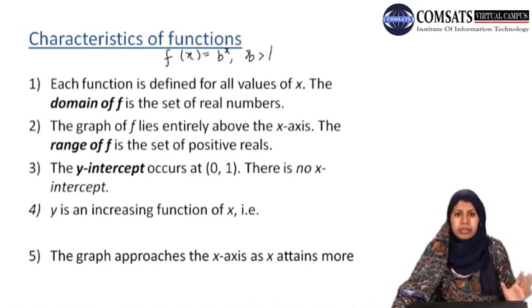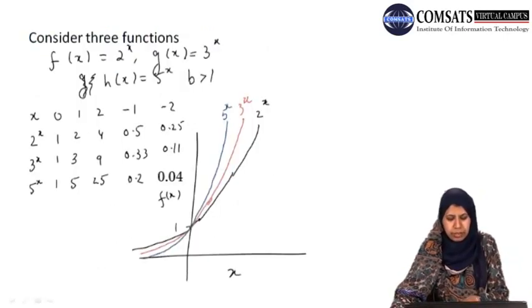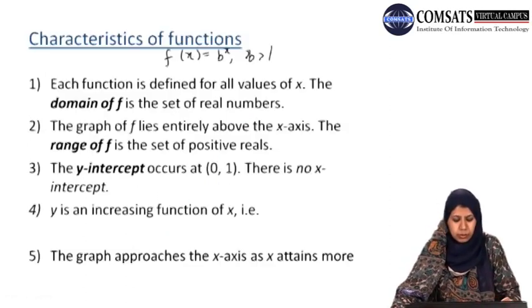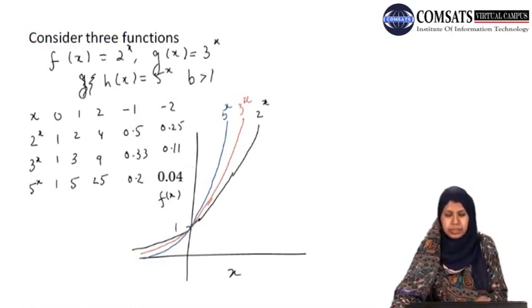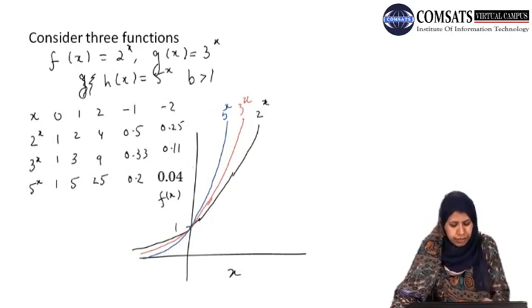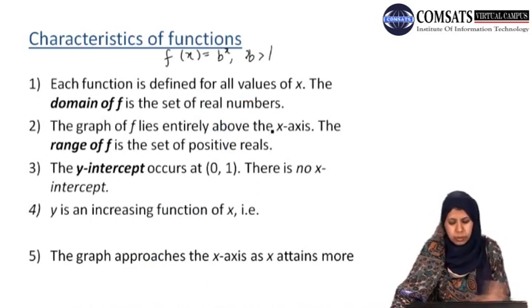Now the y-intercept, whatever the value of b is, occurs at 0, 1. That is, when x is 0, every graph crosses the y-axis at 1. Whenever x is 0, the graph has a y-intercept at 0, 1. And there is no x-intercept. In the case of y equals 5 to the power x, it may look like the graph crosses the x-axis, but it is not very well drawn. In fact, they keep on continuing along the negative x-axis and they do not intersect the x-axis at all. So there is no x-intercept.